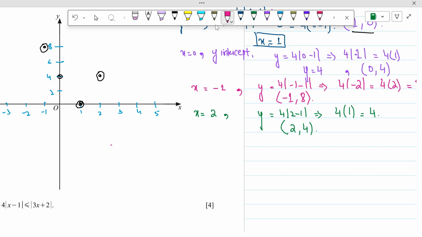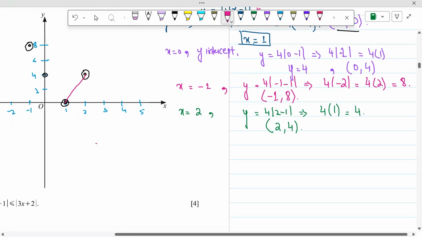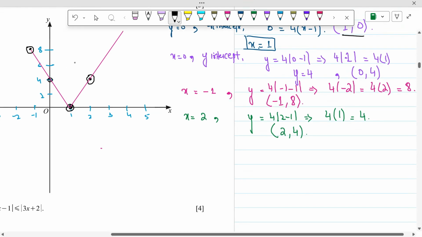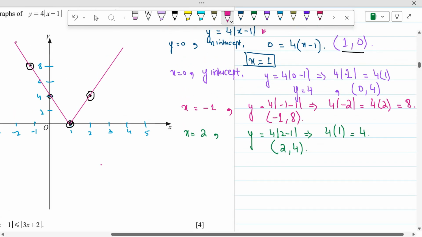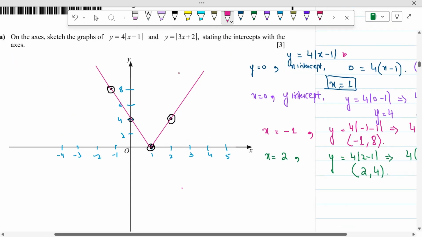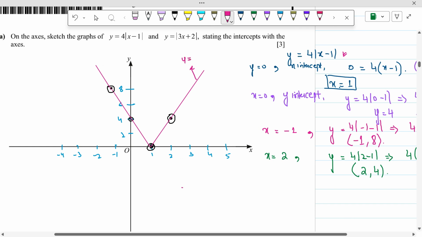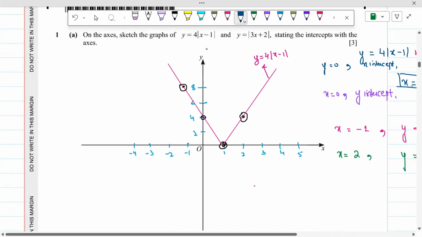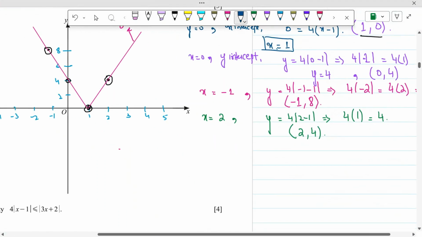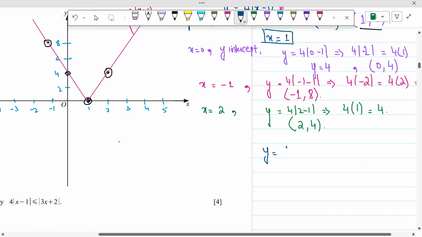So when we join these points, this is the graph of y equals 4 times the absolute value of x minus 1. Now, we solve another equation, which is y equals the absolute value of 3x plus 2.